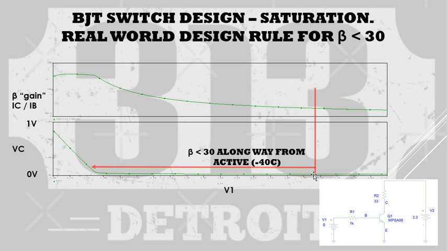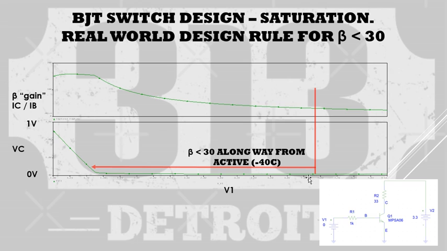Now, here's the good news of this design rule. Even if we get an additional load step of current, we are a long way away from the active range, and we are going to keep this part in saturation. A forced beta of 30 will give you low VCE sat, and it'll give you a lot of confidence.